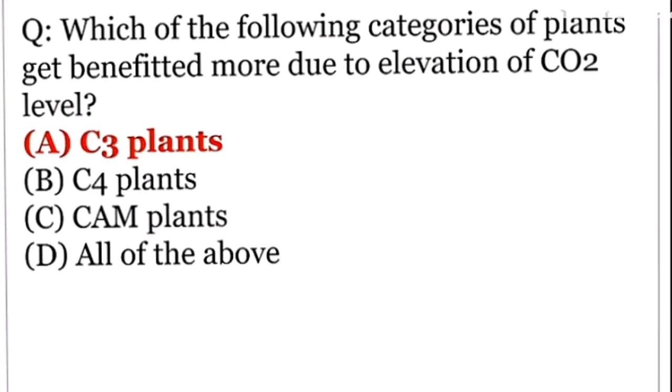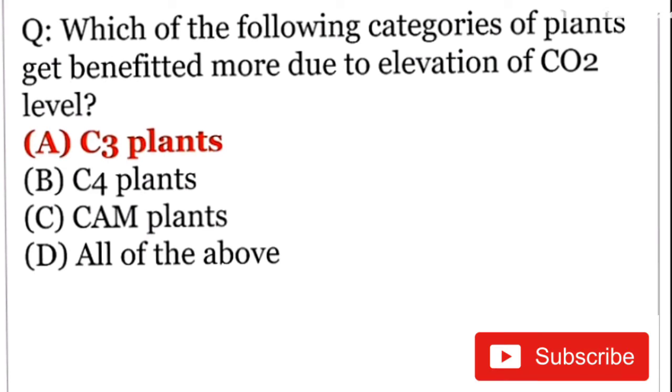Next question is, which of the following categories of plants get benefited more due to the elevation of carbon dioxide level? So the correct option, as I have highlighted, is C3 plants. They are more benefited due to the elevation of carbon dioxide in the atmosphere. Why they are benefited, you should answer me in the comment section, and otherwise I will come in the next class with the explanation about this mechanism.